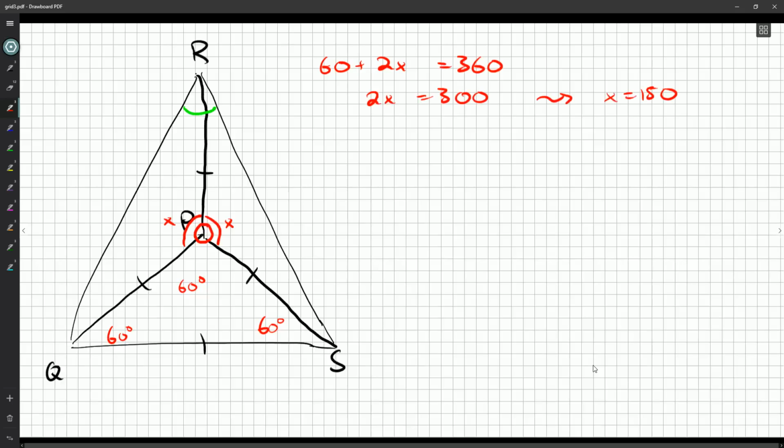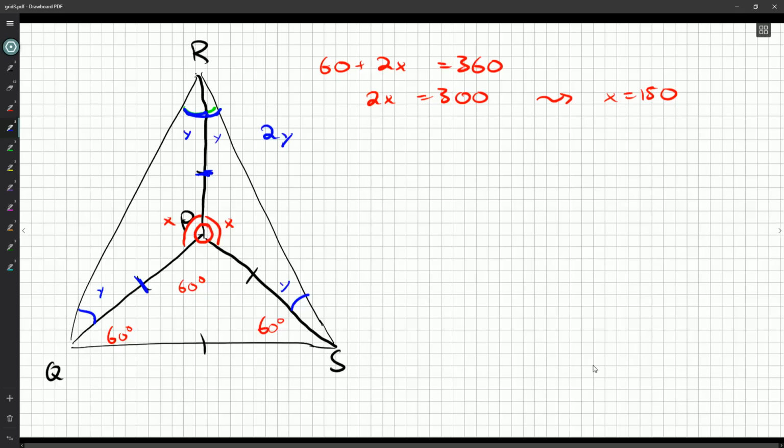So 150 degrees. And then, well, it's isosceles. We've got these two lengths are the same, which means the opposite angles are the same. Same down here, because these are really congruent triangles, because we've got the same angles and the same side lengths. So we might call this Y. Now the angle that we want is 2Y.